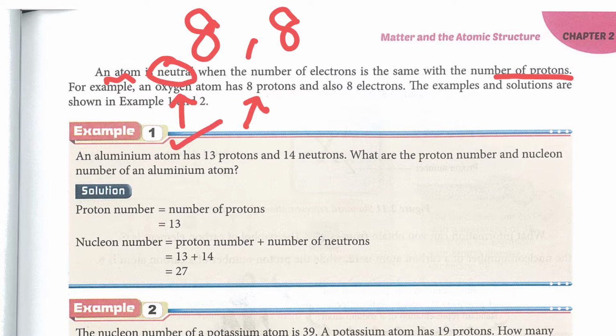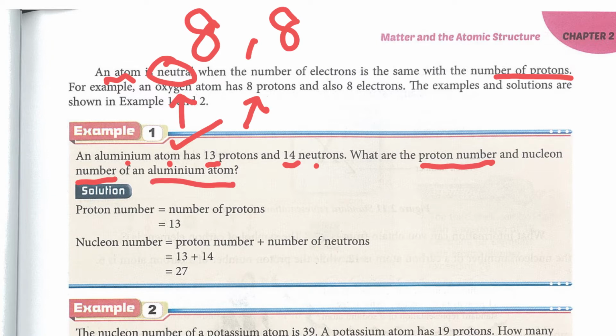Let us look at example 1 in your textbook over here. So this is the question. An aluminium atom has 13 protons and 14 neutrons. What are the proton number and electron number of an aluminium atom?